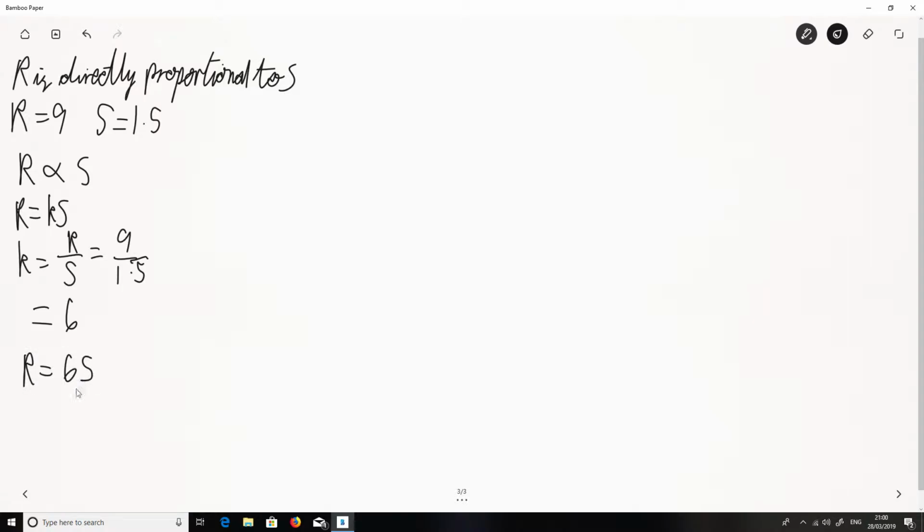So S is equal to 1.5. We know at this point they're directly proportional, so what we can say is R is proportional to S. That means that R is equal to KS. We know our two values, so we need to rearrange for K. So K equals R divided by S, which equals 9 over 1.5. 9 divided by 1.5 is equal to 6. So that means our equation is R equals 6S. And that's it, that's our equation.